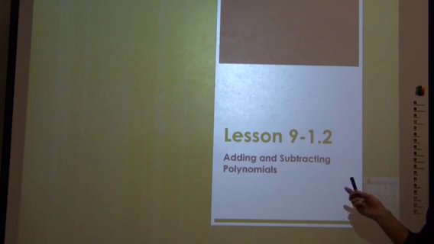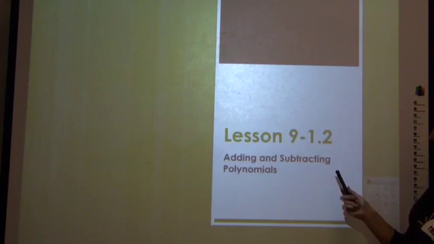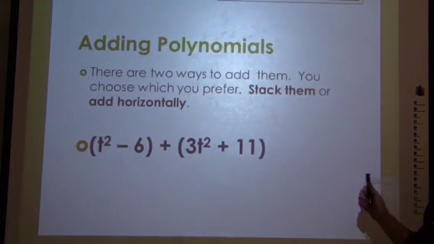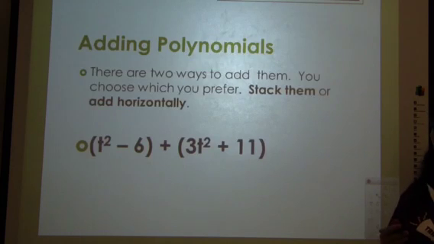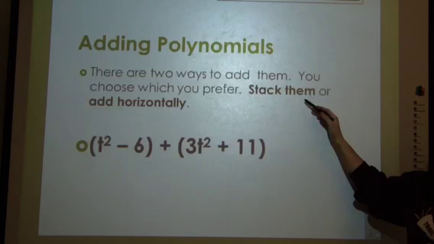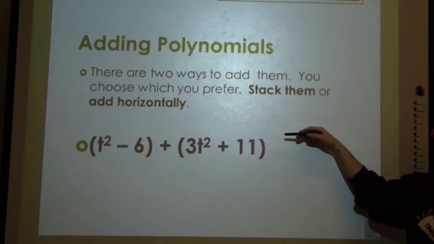I broke lesson 9.1 up into two sections, so this is the second section, and it is on adding and subtracting polynomials. We're going to start off with adding polynomials. There are two ways that you can add them, and it's basically your preference. Do you prefer to stack them on top of one another or add them horizontally?